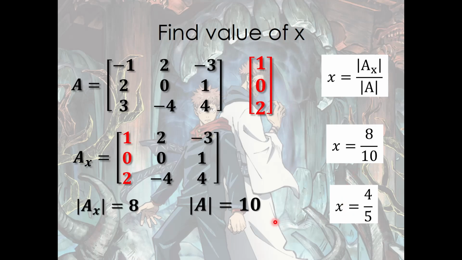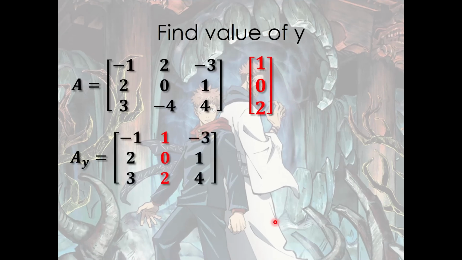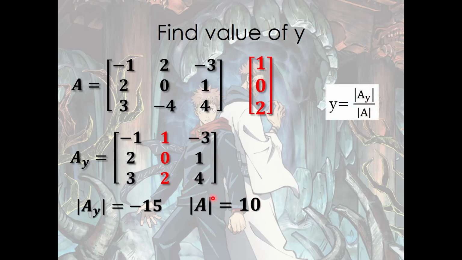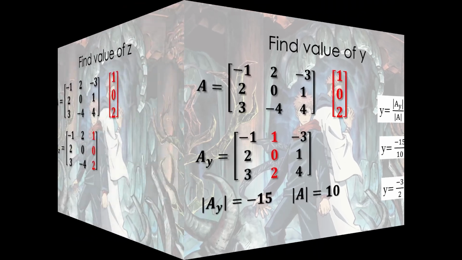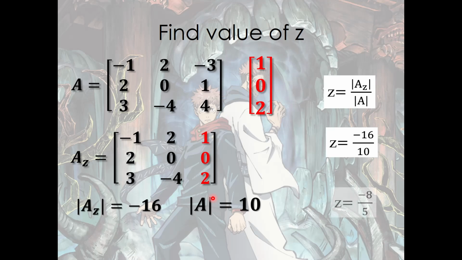Same with Y. Finding the value of Y, we replace the Y column. The determinant is negative 15, and we divide it by the determinant of A, which is 10. And we get our value of Y, which is negative 3 over 2. And lastly, our Z: the determinant of AZ divided by the determinant of A, which is 10, and our Z value is negative 8 over 5.